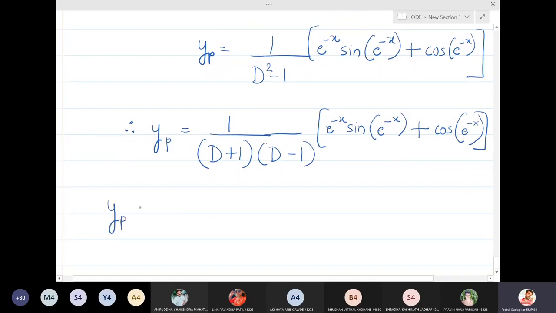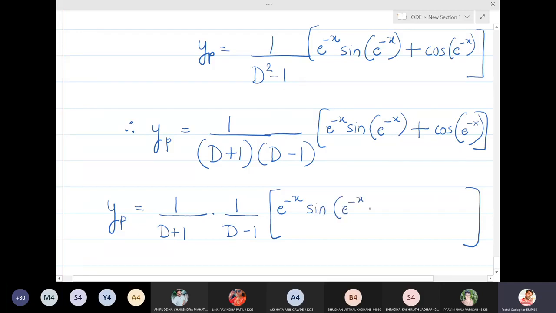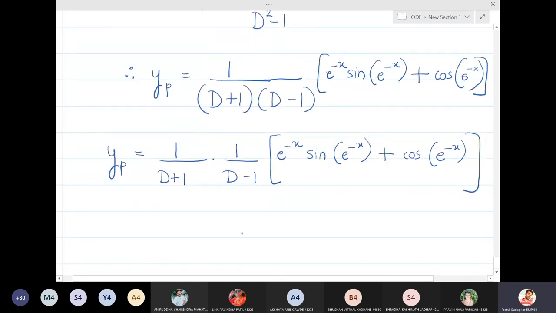Therefore, yp is 1 upon (D plus 1) into 1 upon (D minus 1) of this, plus cos e raised to minus x. Now, when I recall my formula of 1 upon (D minus m) phi of x, it is e raised to mx integration e raised to minus mx phi of x.